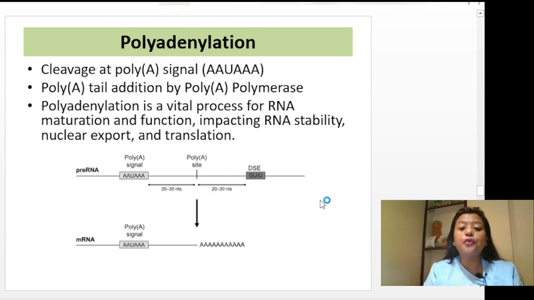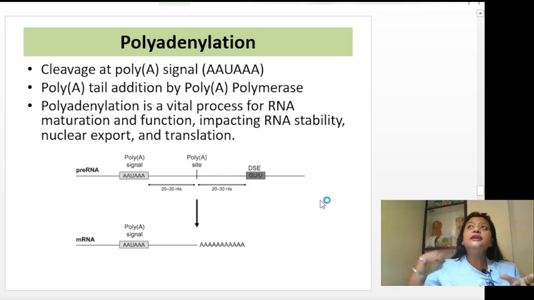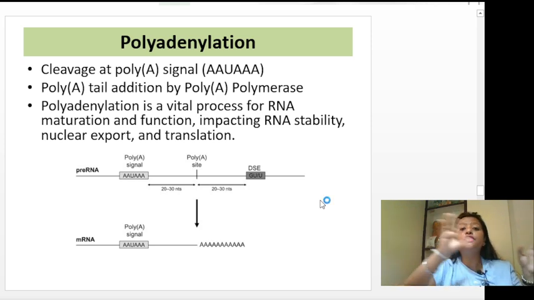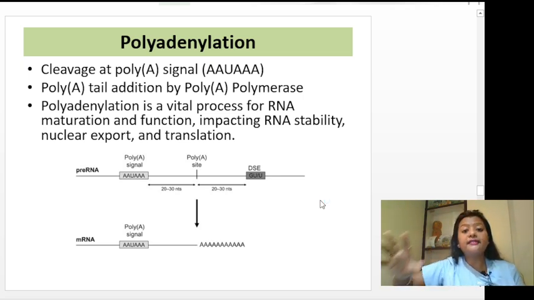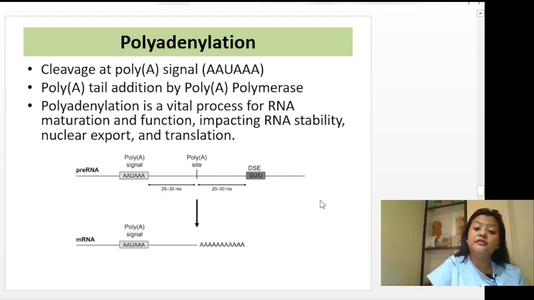For translation to occur. As we know, transcription occurs in the nucleus, and then it moves on to the cytoplasm. For translation to occur, it moves on to the ribosome in the cytoplasm, and then translation occurs. So for this nuclear export, polyadenylation is important, and also for maturation and functioning.